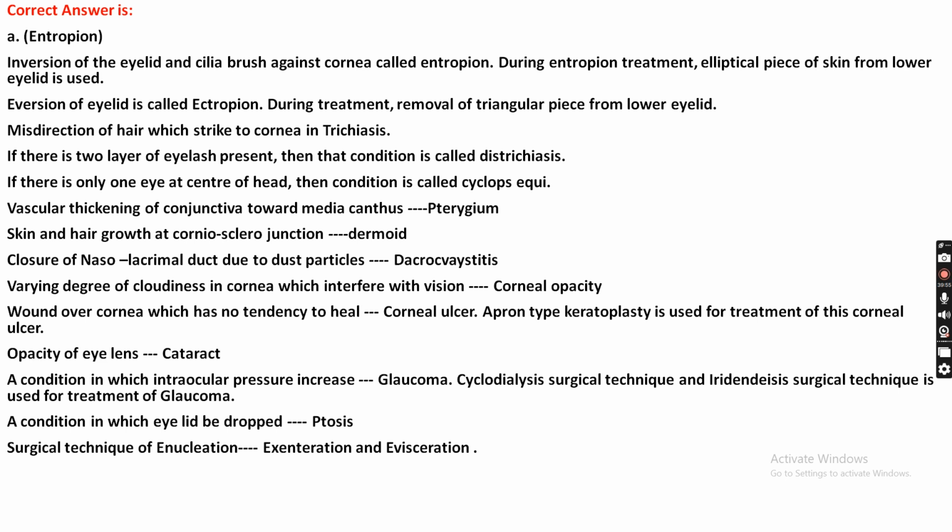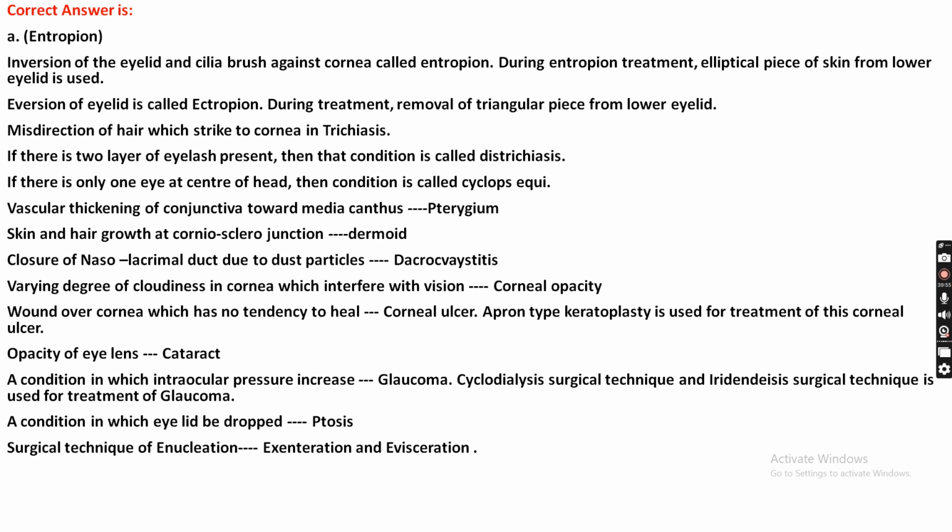If there is only one eye present in the center of the head, that condition is known as cyclopia. Vascular thickening of the conjunctiva toward the medial canthus is known as pterygium. Skin and hair growth at the corneoscleral junction is known as dermoid. Closure of the nasolacrimal duct due to dust particles is known as dacryocystitis. Varying degrees of cloudiness in the cornea which interfere with vision is known as corneal opacity.